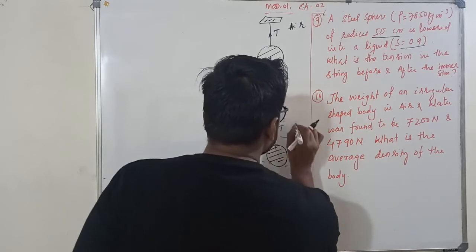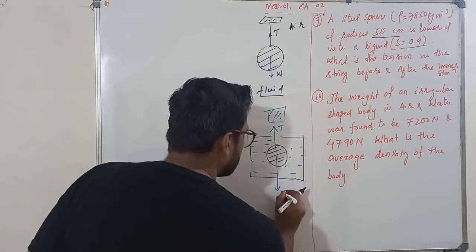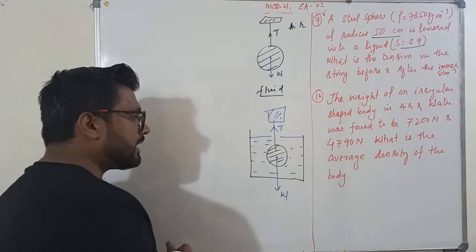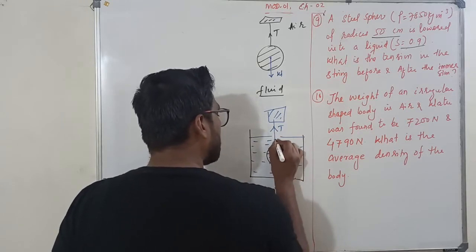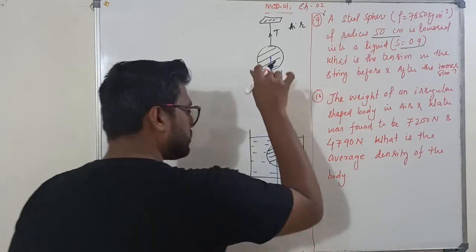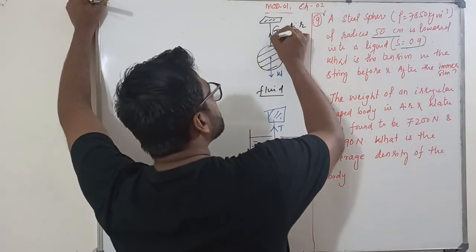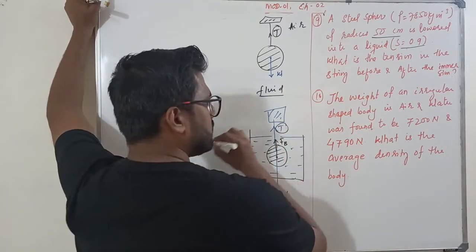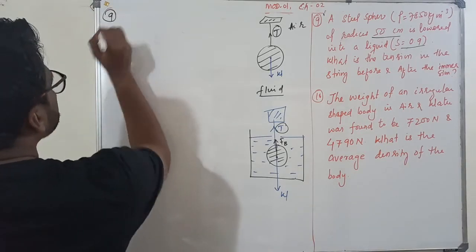Now this is the tension T. The weight is acting vertically downward, plus there is a buoyancy force acting in the upward direction as it is in the fluid. So they are asking what is the tension in the string before immersing into the liquid, and what is the tension in the string after immersion into the liquid? Let us solve this problem.